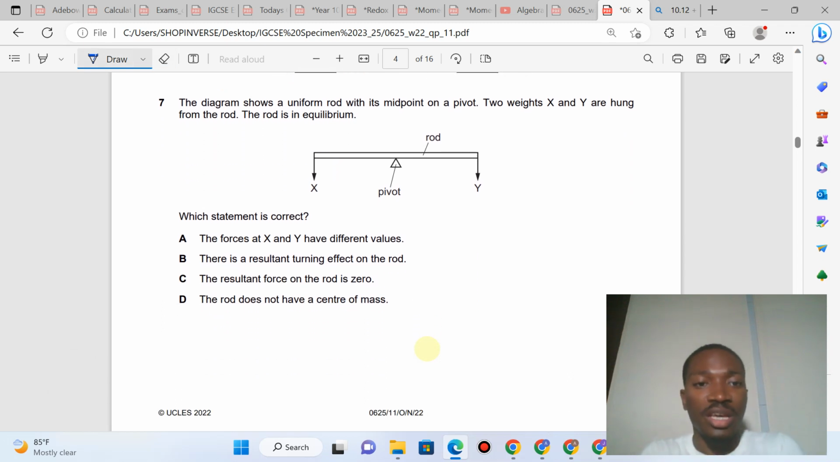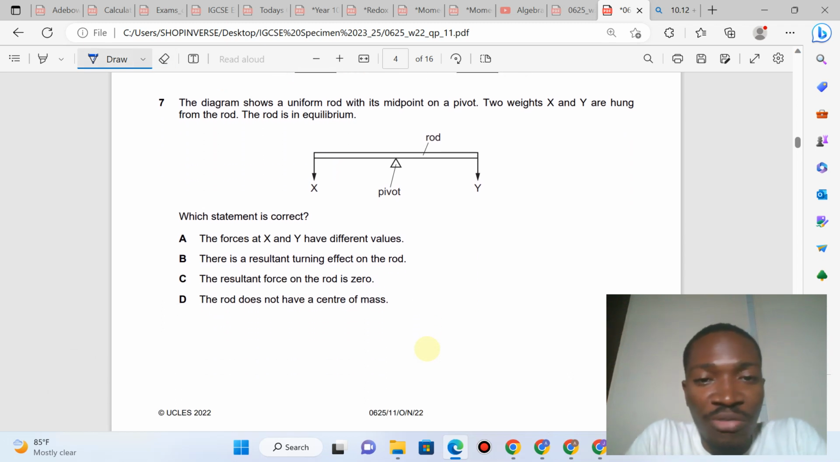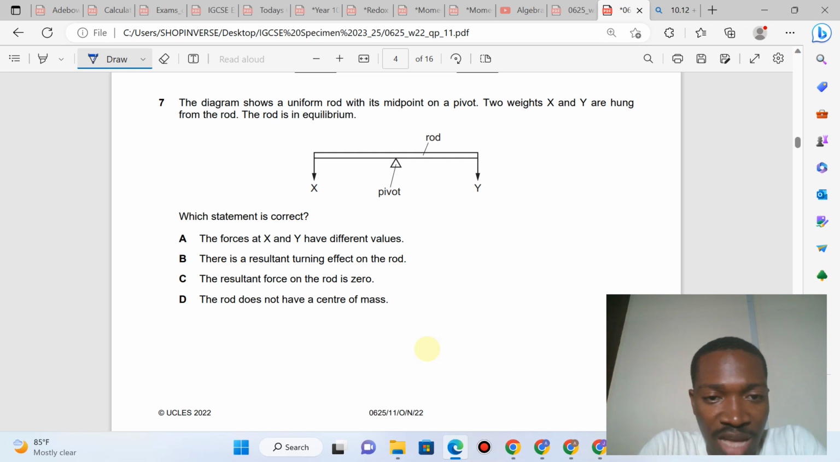Question 7. The diagram shows a uniform rod with its midpoint on a pivot. Two weights x and y are hung from the rod. The rod is in equilibrium. Which statement is correct? The forces at x and y are different values, and that's not a necessary condition for the rod to be in equilibrium. It was said that the rod is in equilibrium. Option B, there's a resultant turning effect on the rod.